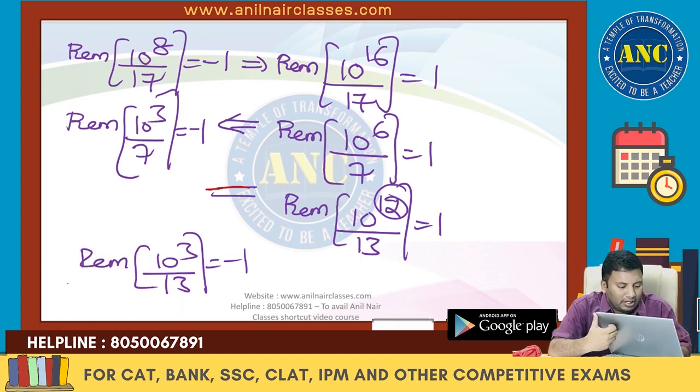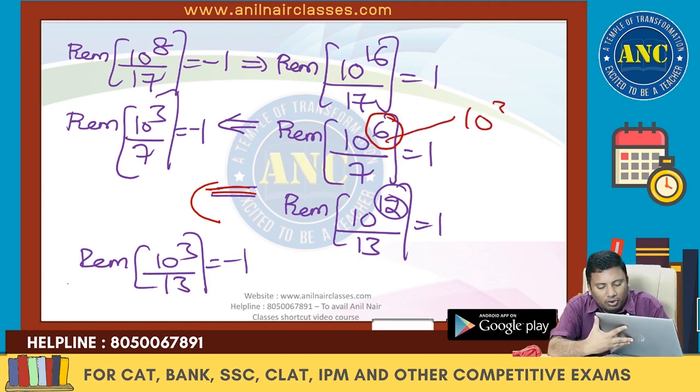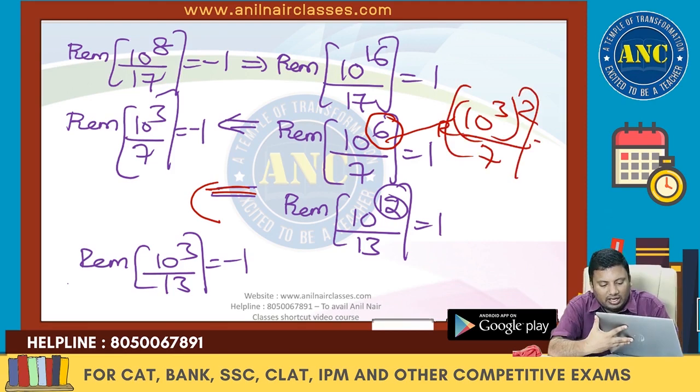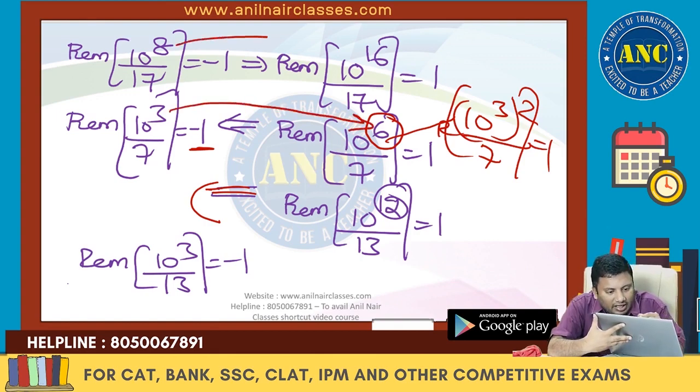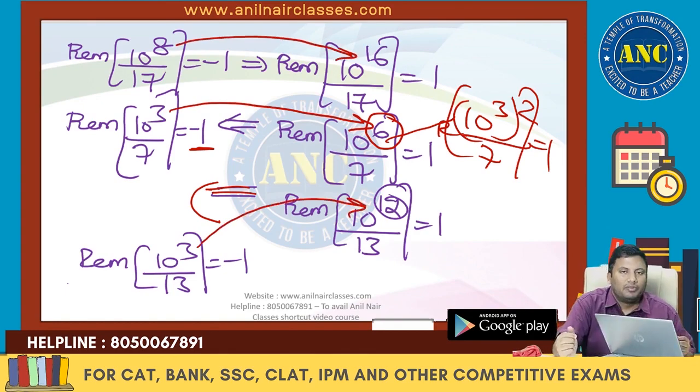What is the point? If it is 6, this is nothing but 10 cube whole square divided by 7. X square is 1. This is minus 1. 10 power 12 divided by 13 is 1. Now see here, 3 is a factor of 6. 8 is a factor of 16. 3 is a factor of 12. I hope it is clear.